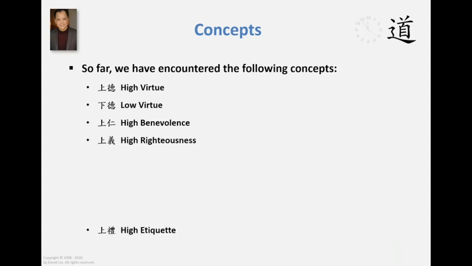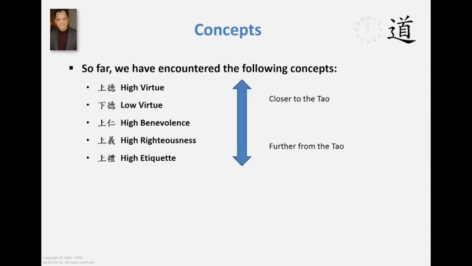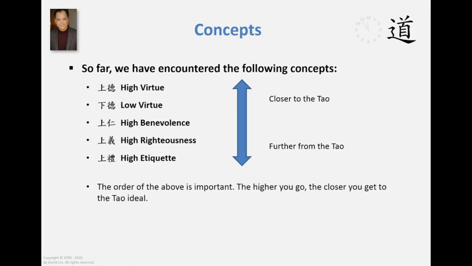So beyond high righteousness, we descend into high etiquette. High etiquette is usually seen as a good thing, but here's the deal, everybody. This is actually a hierarchy. It's a totem pole where near the top, it's closer to the Tao. Near the bottom, it's further away from the Tao. The order is important. The higher you go, the closer you get to the Tao ideal.